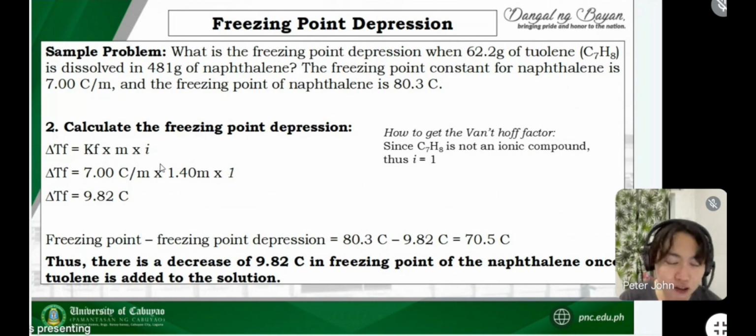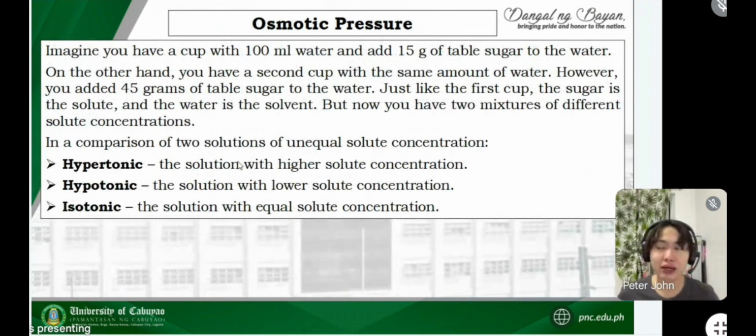Kung analyze natin yung formula, maapektuhan din yung Kf factor. Kasi nga, pag example natin, ion yung nilagay natin. So, example natin asin. As compared with this problem, 1, so 2, mag-multiply tayo. Maapektuhan siya lalo. Lalong bababa yung magiging freezing point ng mismong solution. Okay po? So, this one is the last topic about colligatives.